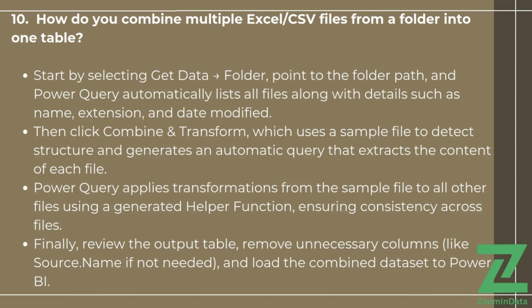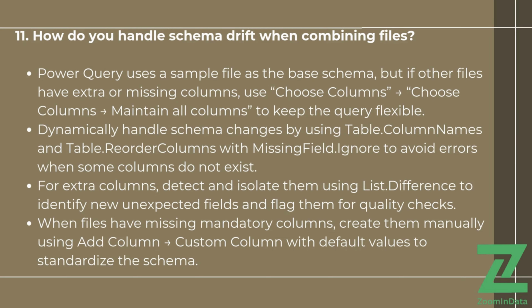Power Query applies transformations from the sample file to all other files using a generated helper function, ensuring consistency across files. Finally, review the output table, remove unnecessary columns, like source name if not needed, and load the combined dataset to Power BI.